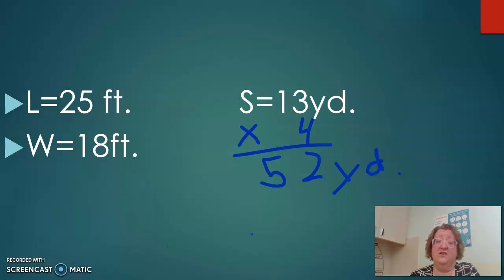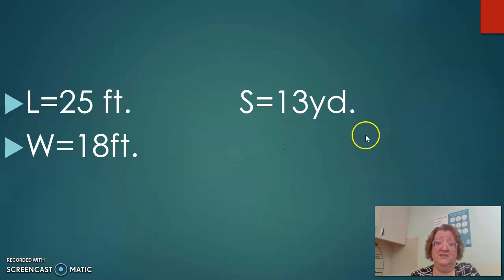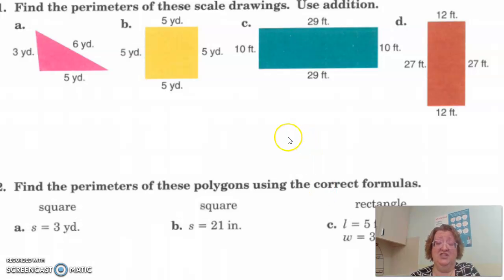Now, fourth graders, it's very important that you remember these formulas because very soon we're going to add an additional 1 or 2 formulas for another type of geometry measurements. And so you need to make sure that you know these. Now, in your workbook, turn to page 281.